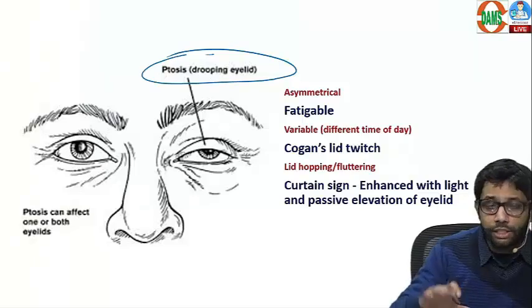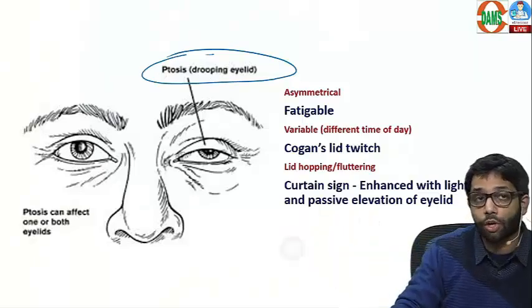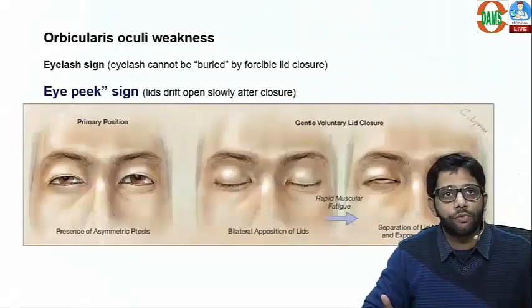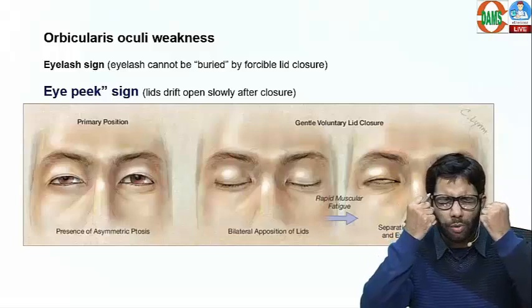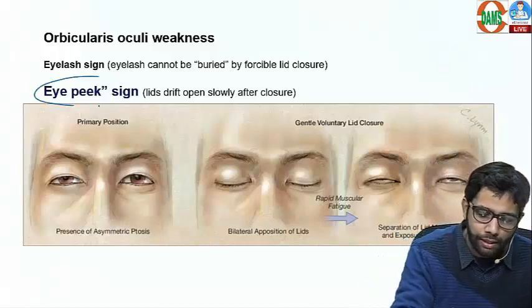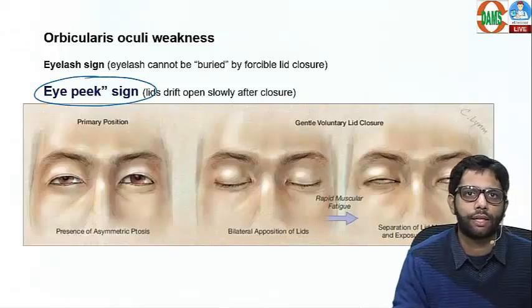And one more sign, this is because of LPS muscle. Because of orbicularis, there is orbicularis weakness, eye peak sign. When you close the orbicularis, it becomes weak. It will slightly open like peaking. That is the eye peak sign.